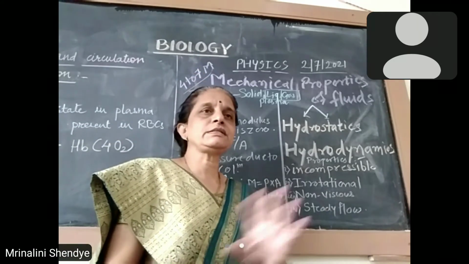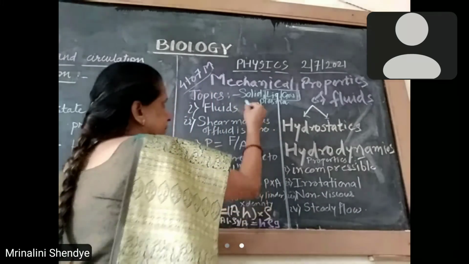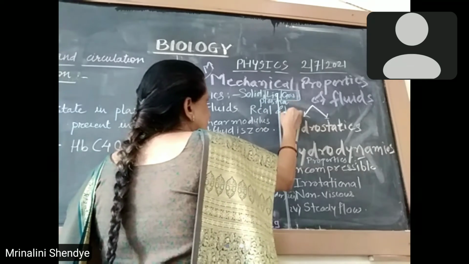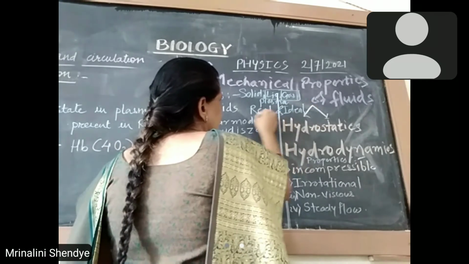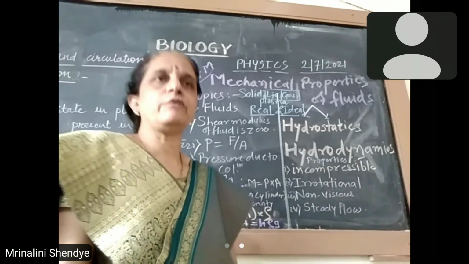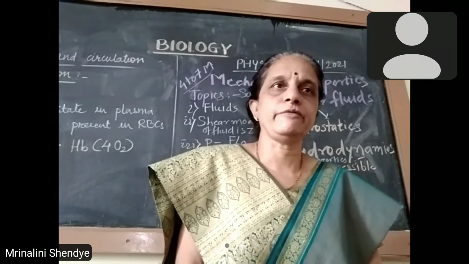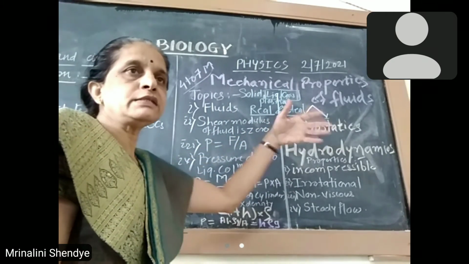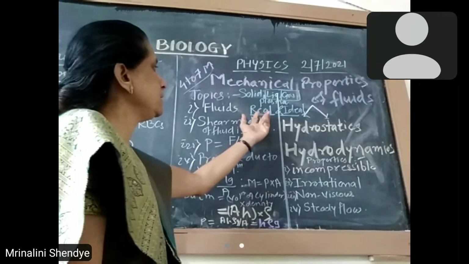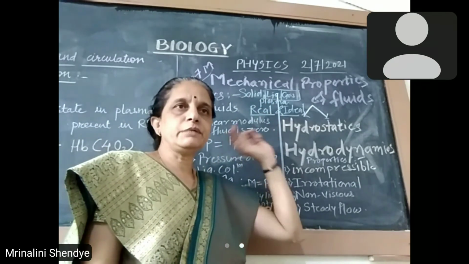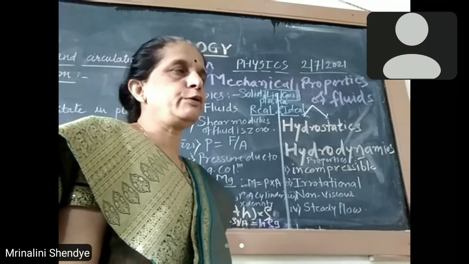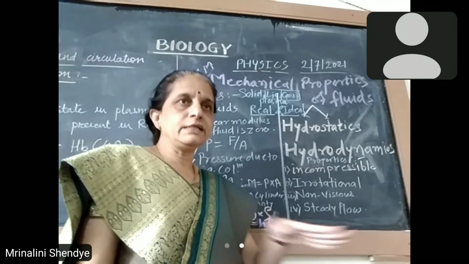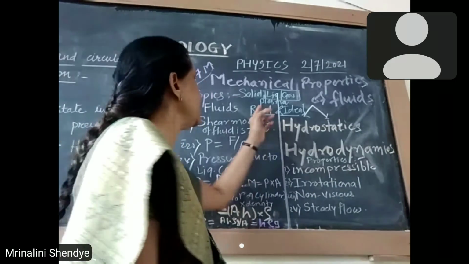The first type is the real fluid, and secondly, the ideal fluid. To study the properties of fluids, we have to consider ideal fluids. We must know the requirement of ideal and of real. In the case of real fluid, air is nothing but a real type of gas, and water is nothing but a real liquid.